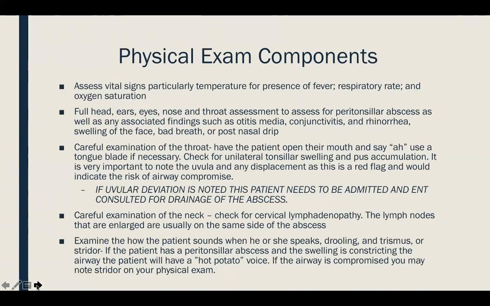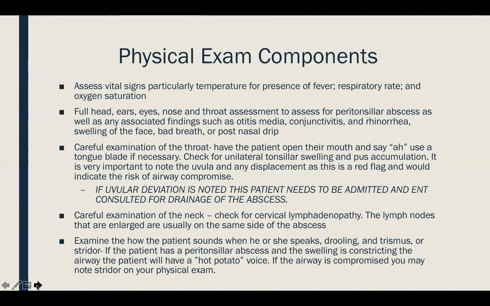Some physical exam components: assess vital signs, particularly presence of fever, assess respiratory rate and oxygen saturation, a full HEENT assessment to assess for peritonsillar abscess as well as any associated findings such as an otitis media, conjunctivitis, and rhinorrhea, swelling of the face, bad breath, or postnasal drip.